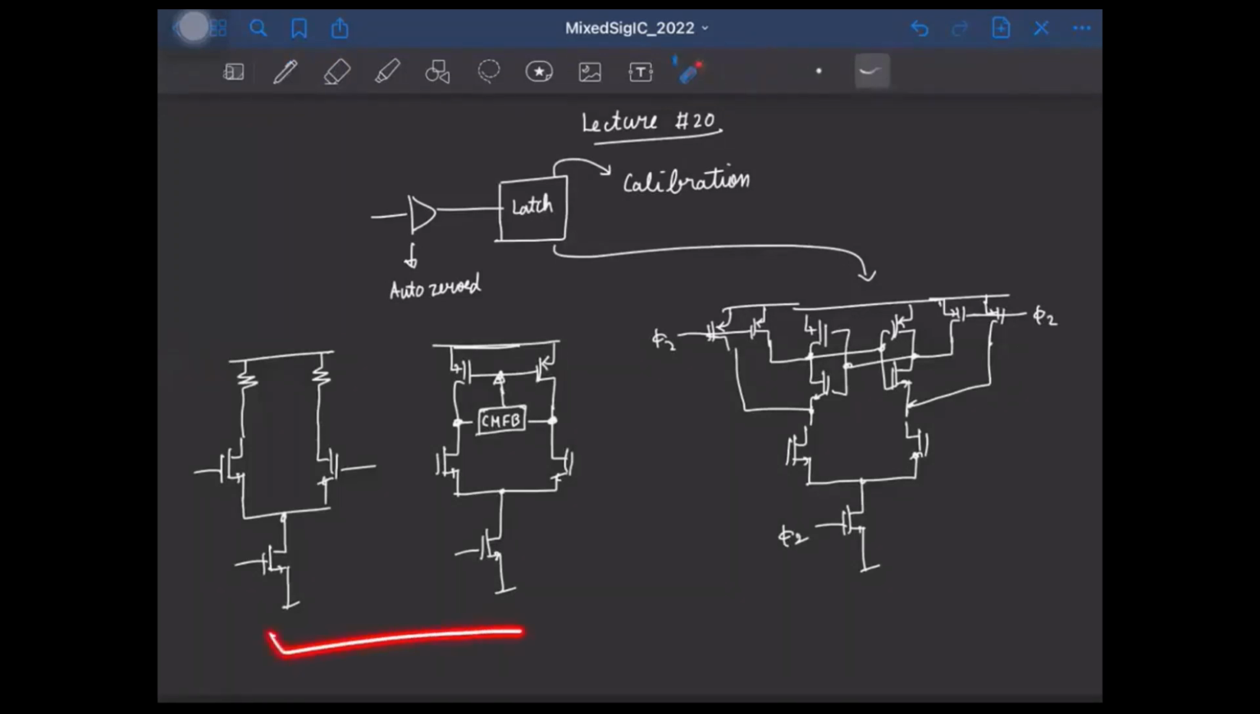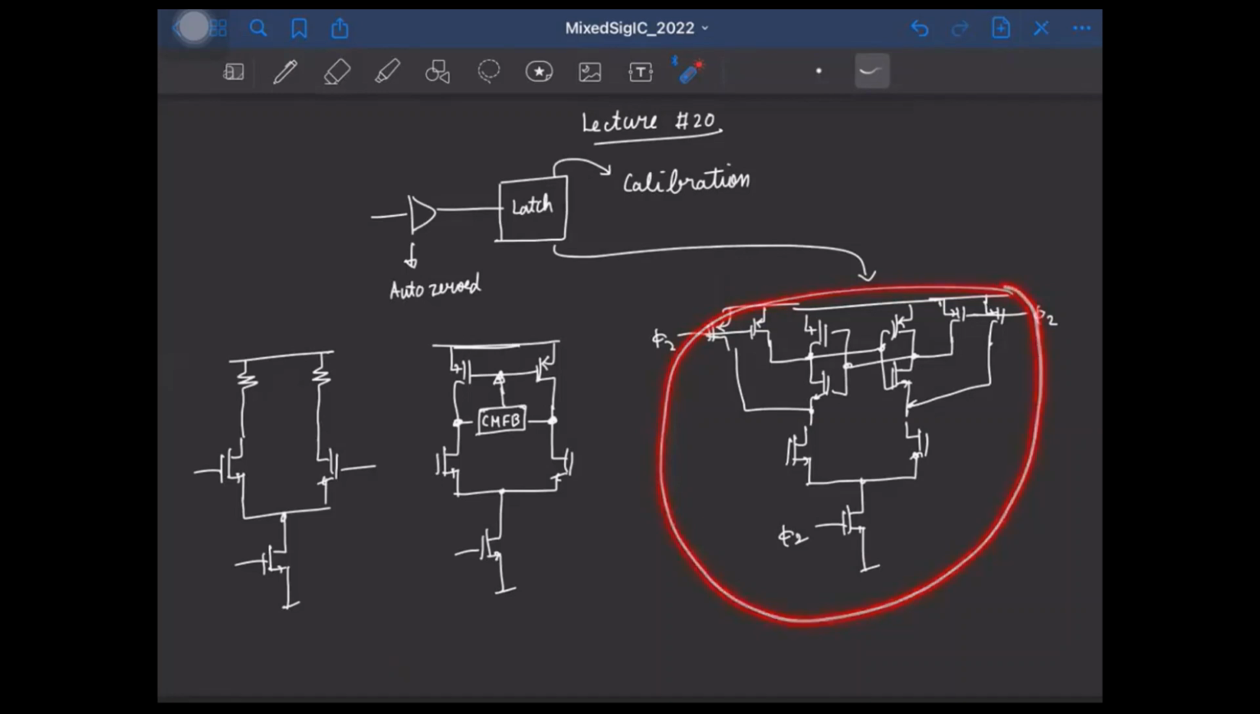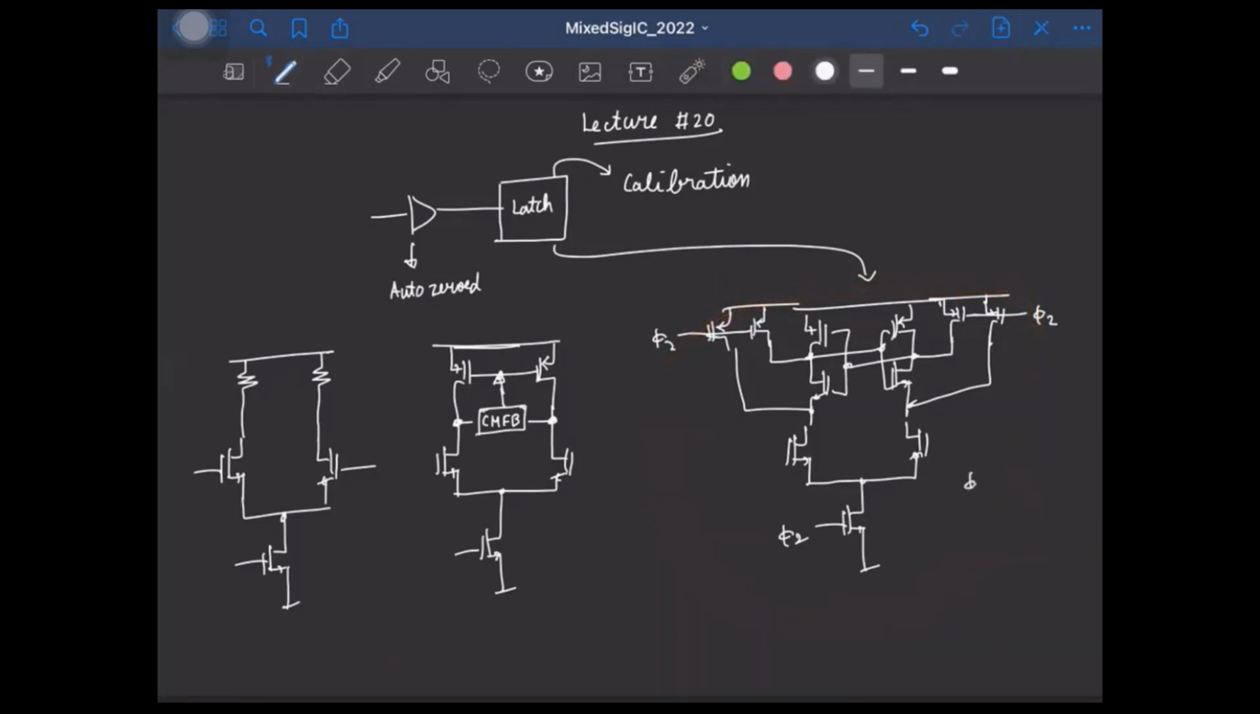Either of these two can be used for the preamplifier, but these kind of amplifiers have a small problem, which is the following. If you look at the latch here, when phi 2 is made 0 in the steady state, what will happen? This transistor is off, and all these nodes are pulled to VDD, right? So there is no current flowing from VDD to ground. So the latch does not consume any power.